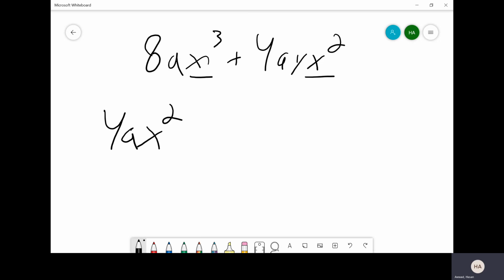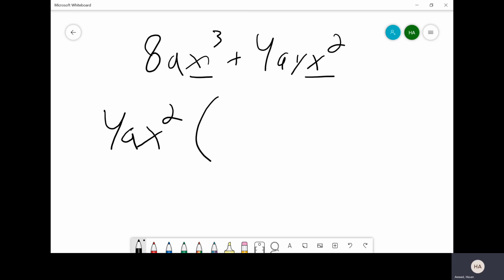So we have 4ax squared. Now we also have a y, but we only have a y in the term on the right, sorry. We do not have a y in the term on the left, so we can't do anything with it. We can't take it out, okay? So, okay, we took out the most that we can.